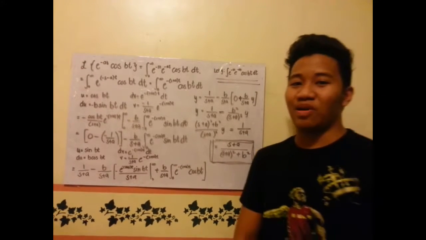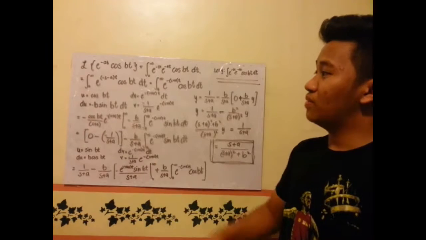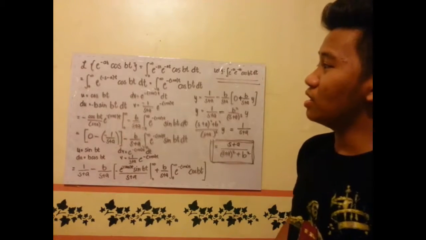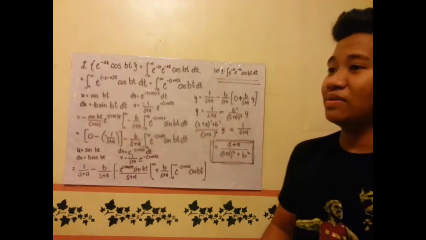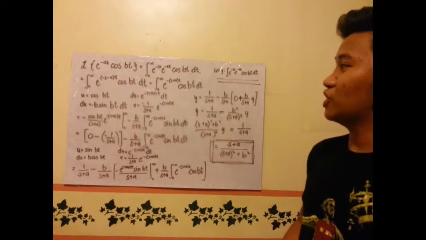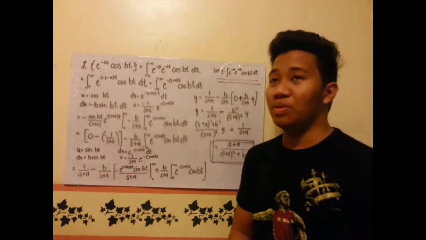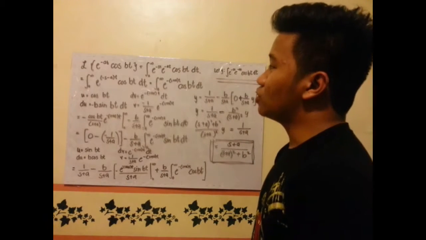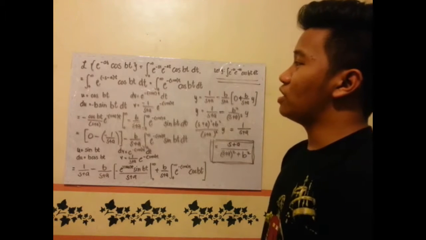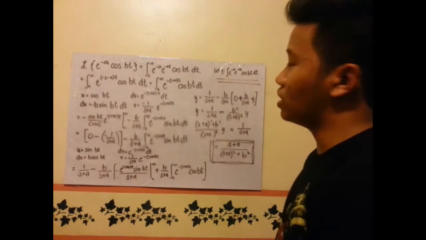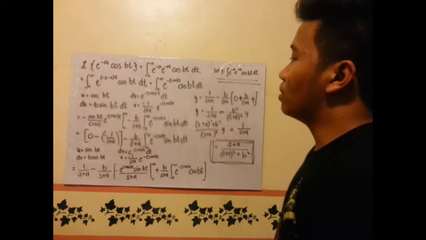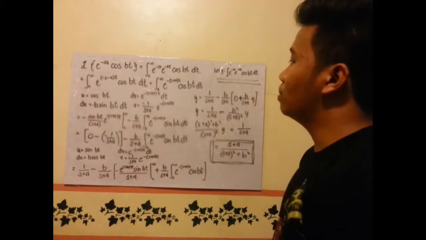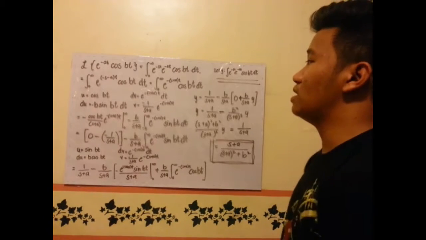So for our next problem, we're going to get the value of e raised to negative at cosine bt into the complex frequency function, which we will be doing using the Laplace transform. So the Laplace transform of e raised to negative at cosine bt is equal to the integral of e raised to negative st multiplied by e raised to negative at multiplied by cosine bt dt.